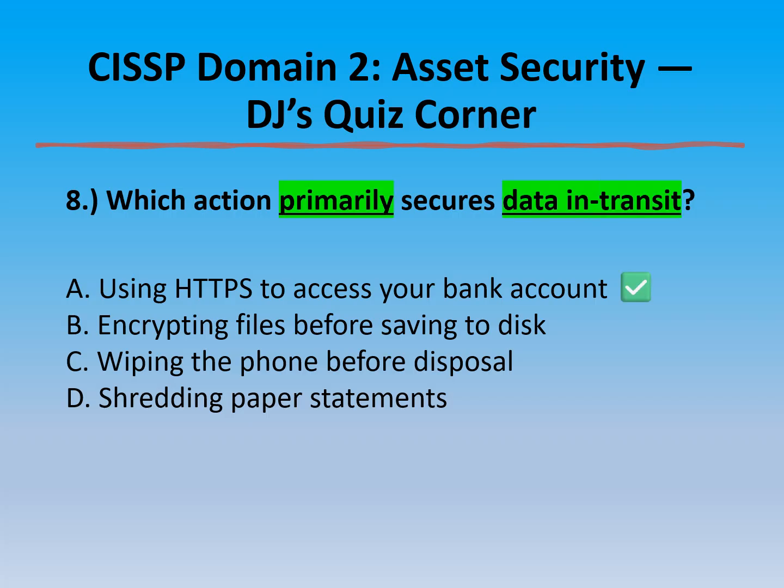The correct answer is A. Using HTTPS to access your bank account. Transmission equals movement. A protects data while it travels over networks. The other responses protect data in different states.